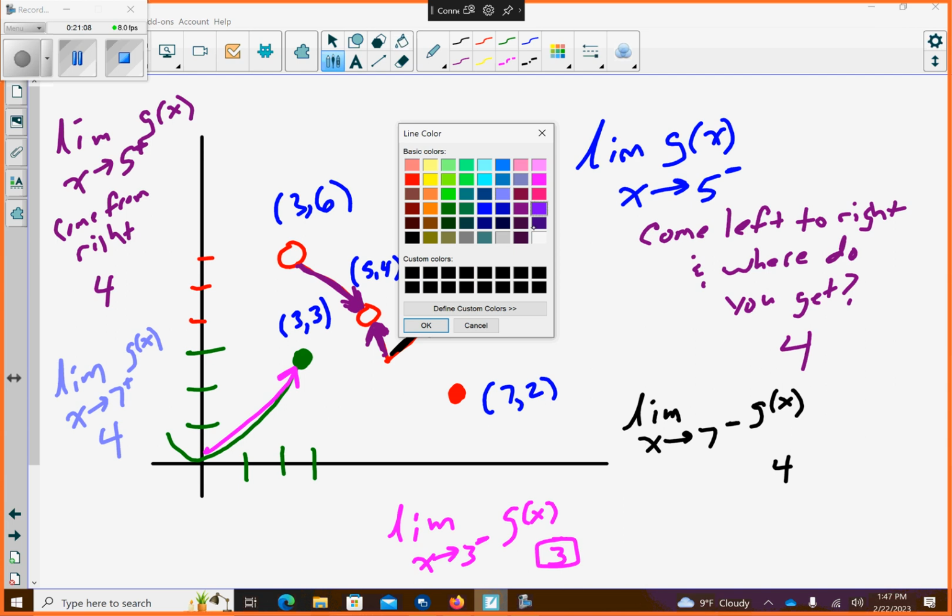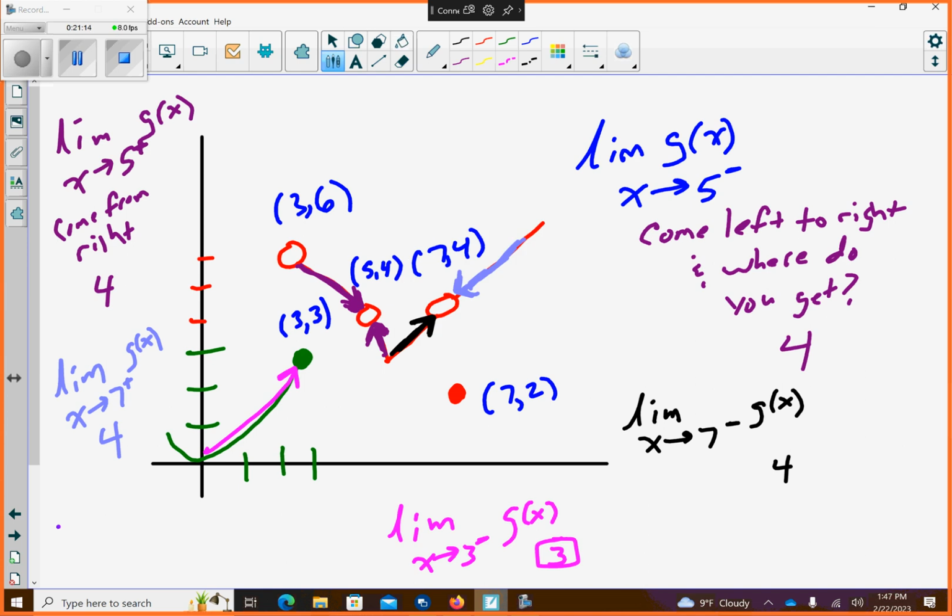Dark purple. So the limit, sorry about that. Hopefully you could decipher the difference in purplish colors. So the limit coming from the right, going to 3. So I'm coming this way now. Where is this one pointing to? 6.